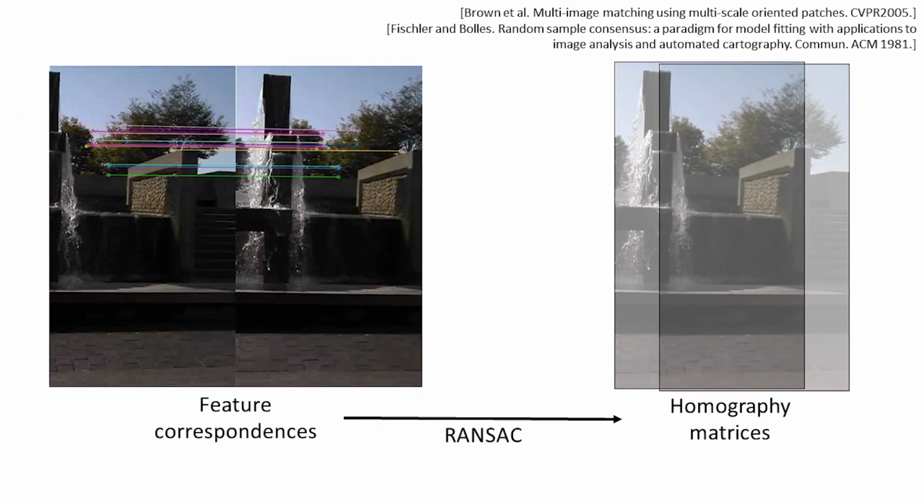Given these feature pairs, I solve for a homography to warp one image to another using a RANSAC algorithm. We do this instead of solving for the transformation directly, since the initial matches may contain a significant number of errors.